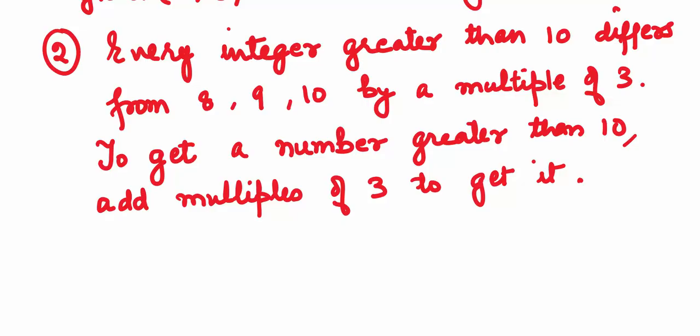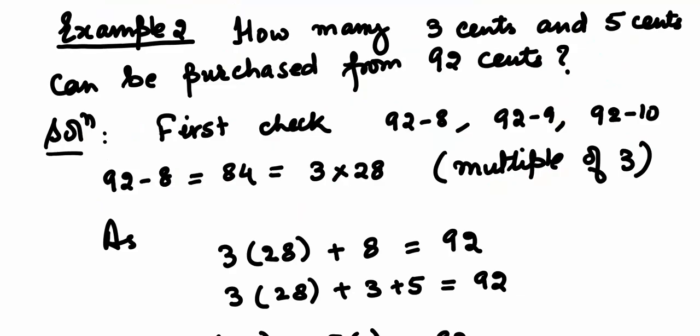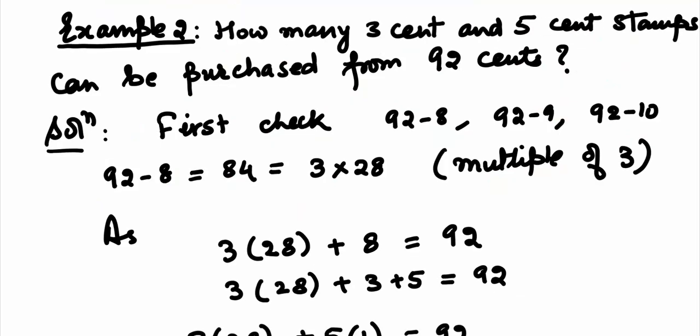To get a number greater than 10, add multiples of 3 to get it. We would be applying this for our postal stamp problems where we take stamps worth 3 cents and 5 cents. This would be clear when we do this example. How many 3 cent and 5 cent stamps can be purchased from 92 cents?